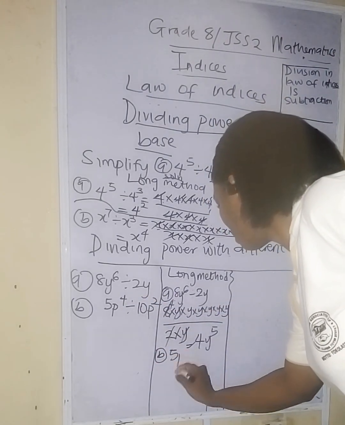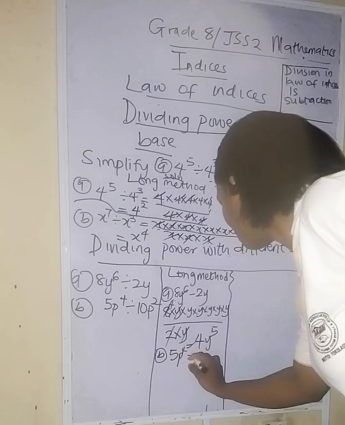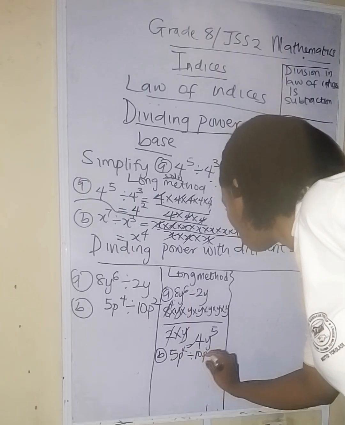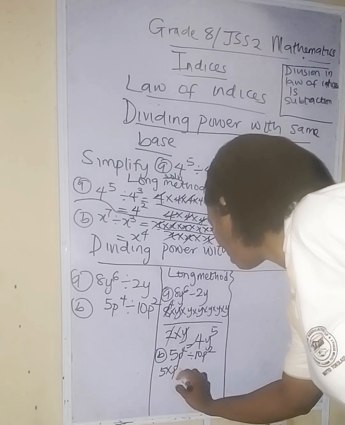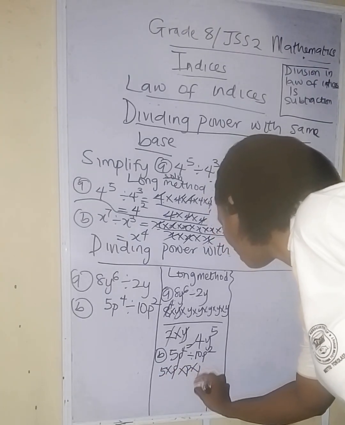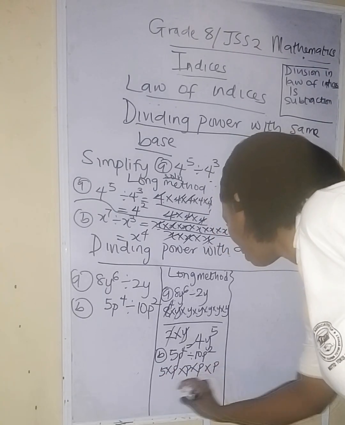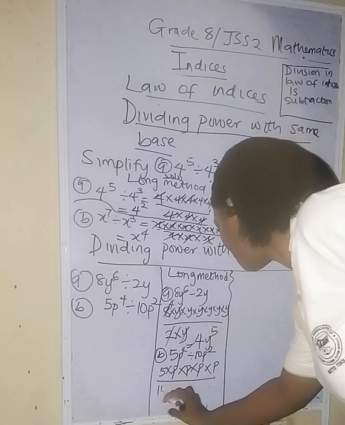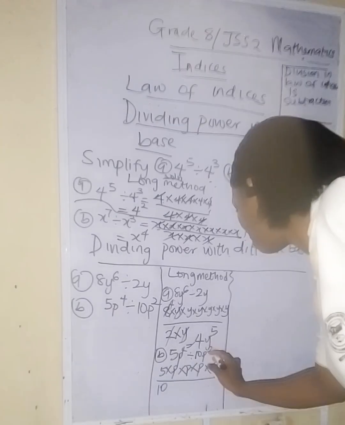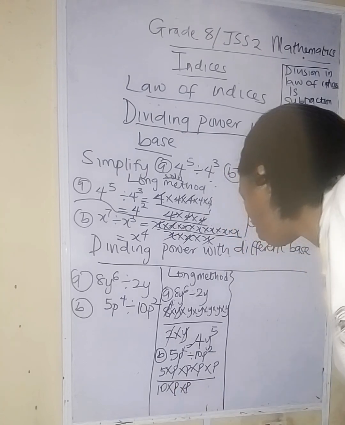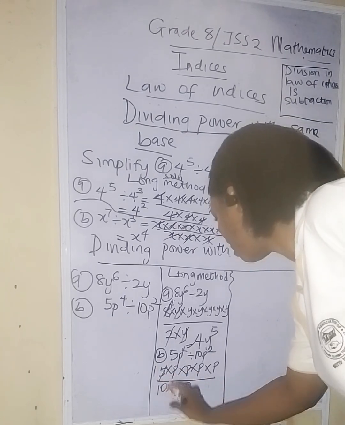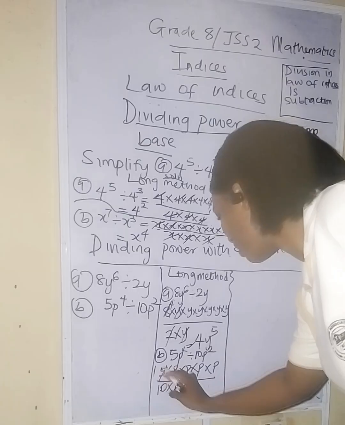5p raised to power 4 divided by 10p raised to power 2. So that will be 5 times p times p times p times p, divided by 10. How many times did this p appear? Twice. That is p times p. Alright, so this is 5, here 1. 5 can go in 10, so that is 10 divided by 5 is 2.